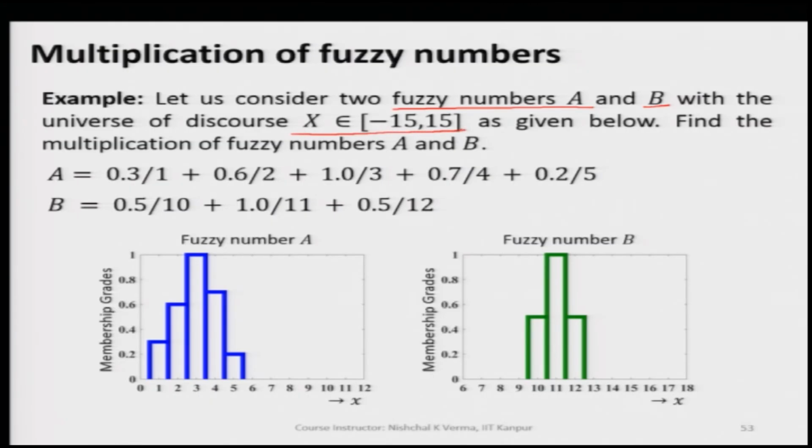and these fuzzy numbers are within the universe of discourse minus 15 to 15. So, here we have to consider the universe of discourse as well. Now, let us find the multiplication of these two fuzzy numbers. When we plot the fuzzy number a, it will look like this. When we plot the fuzzy number b, it will look like this. Here b is shown in green color, and fuzzy number a is shown in blue color.